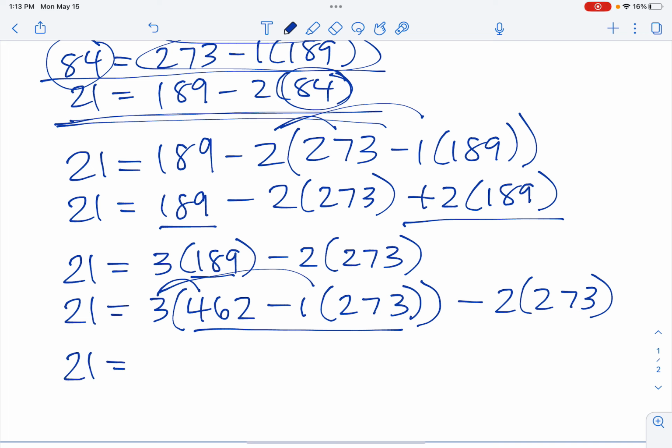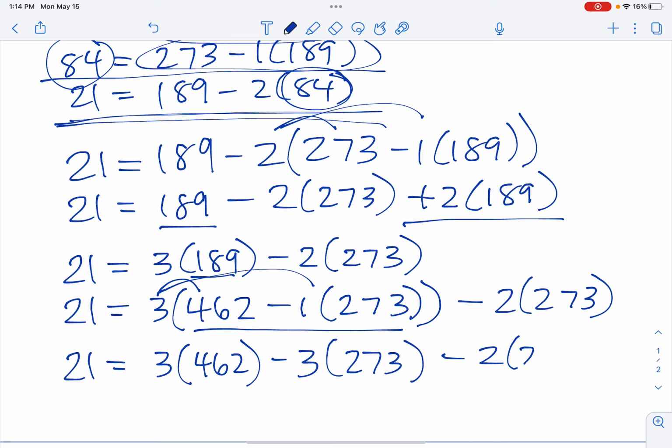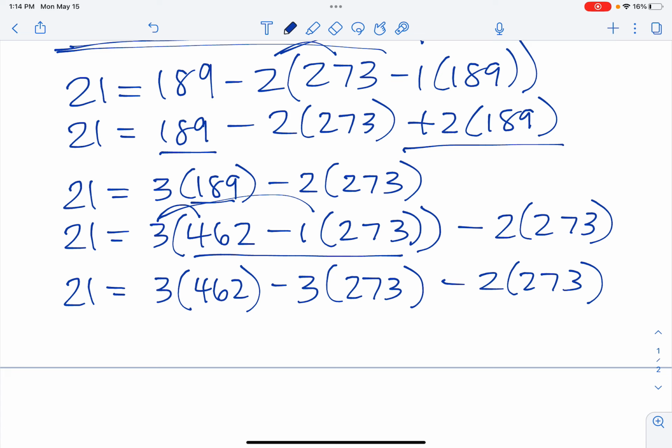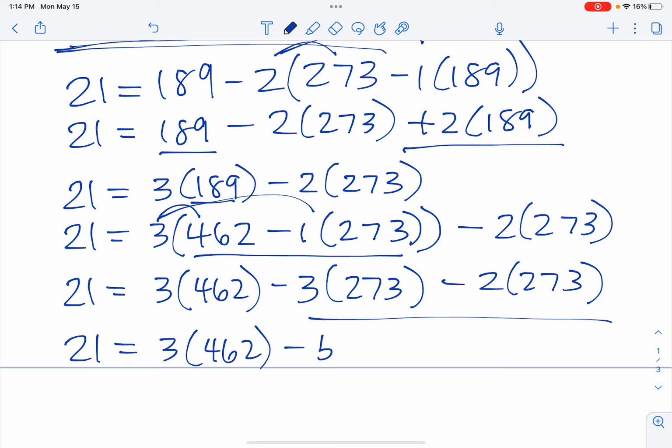Again, I'm not doing any multiplication, I'm just writing it. 3 times 462. And then 3 times a negative 1 is a negative 3. And then I still have this minus 2 times 273 here. That's the distribution step. Lastly, collect like terms. You have 273s right there. So I have 3 times 462. And a negative 3 and a negative 2 combined to be a negative 5. And there's my final answer.